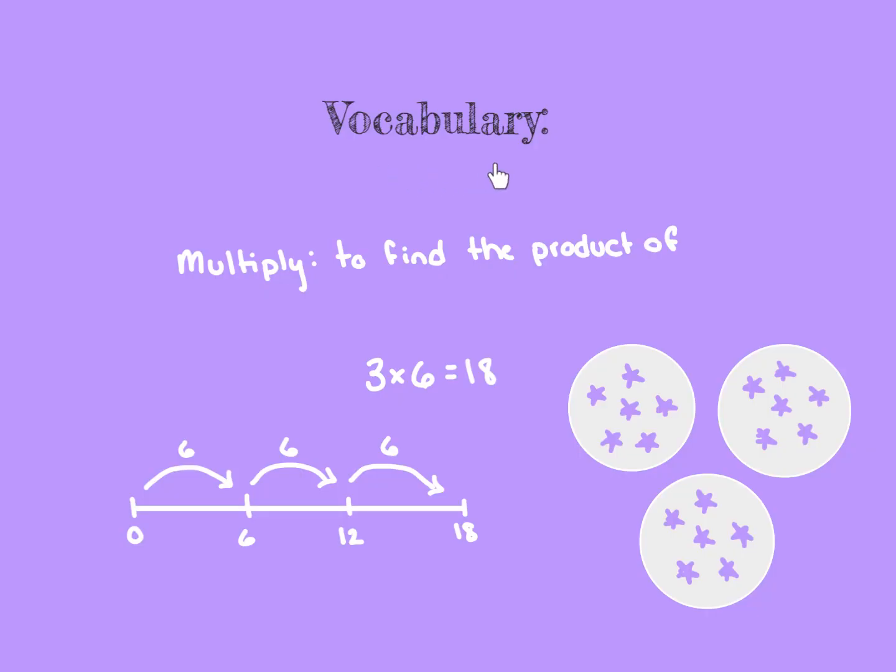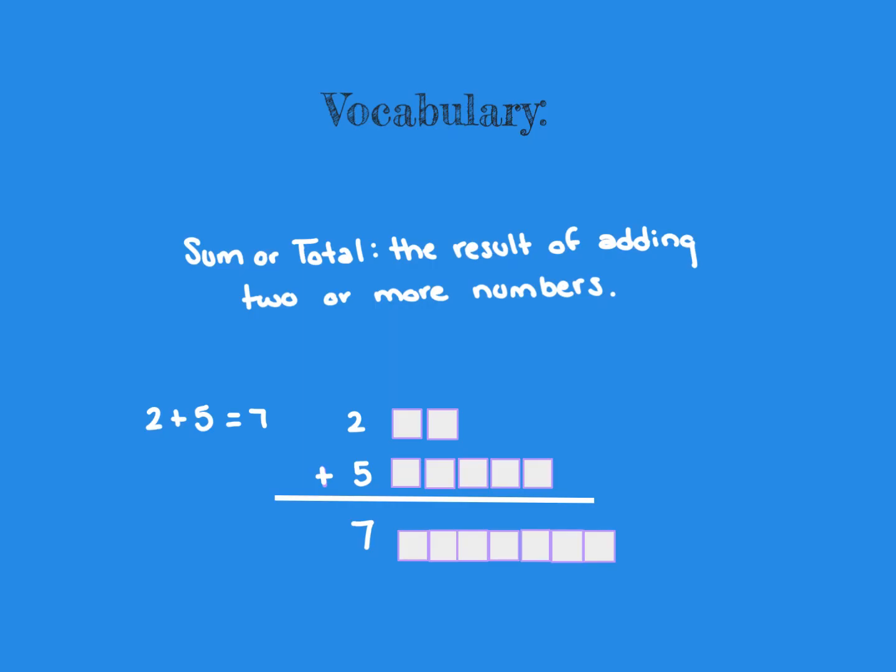Our next vocabulary word is multiply, which is to find the product of. And this is our example down below. Our next vocabulary word is sum or total, which is the result of adding two or more numbers. And this is our example below.